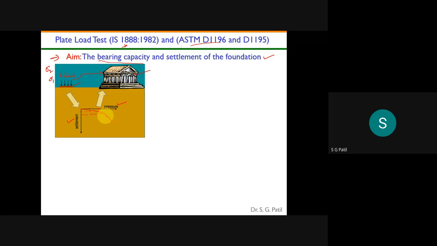Once you get this plot, there is a clear indication that the settlement keeps on increasing here, so this will be considered as your ultimate bearing capacity of the soil. Where this curve takes a sharp turn, that point will be your ultimate bearing capacity.